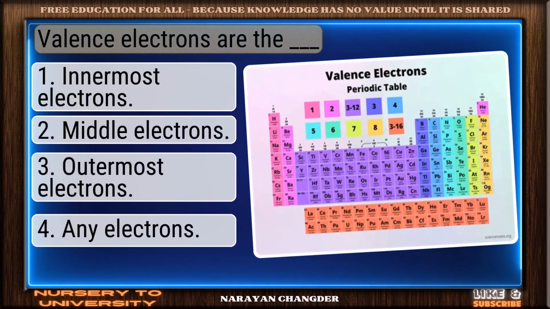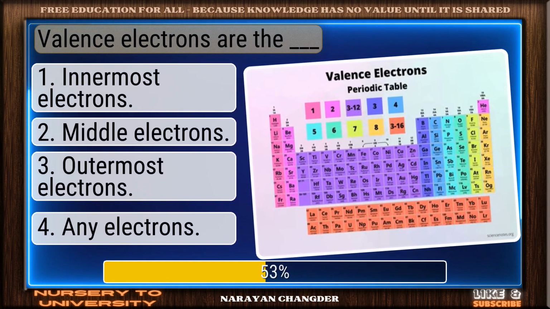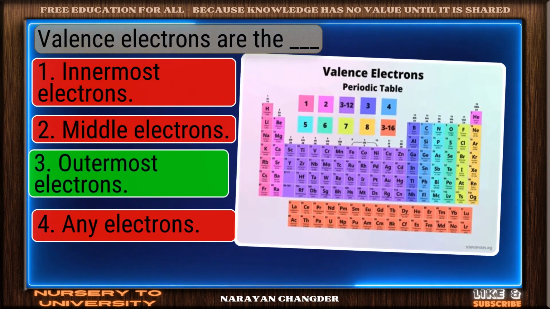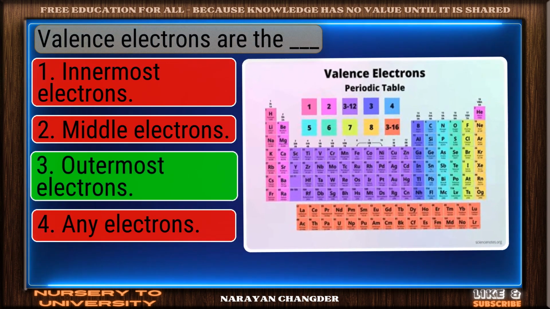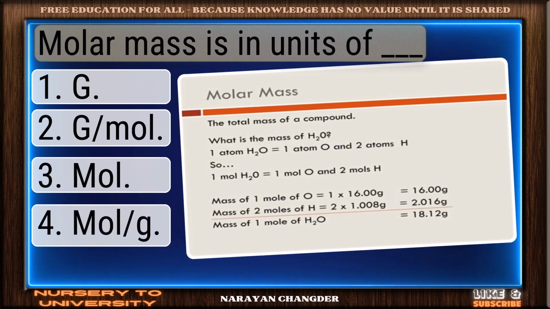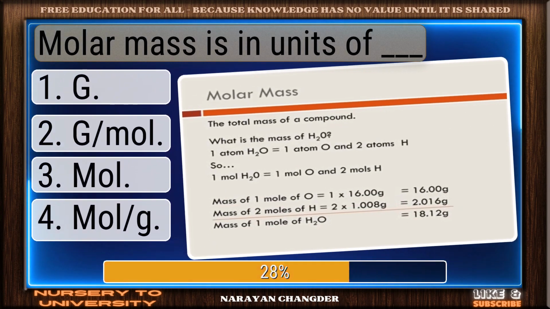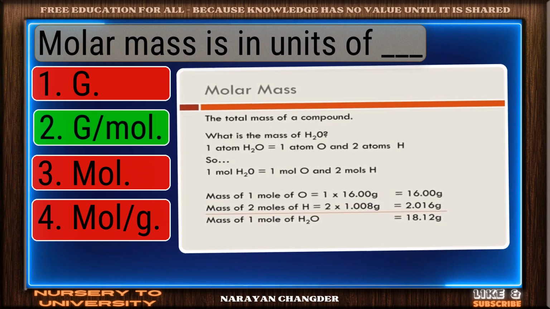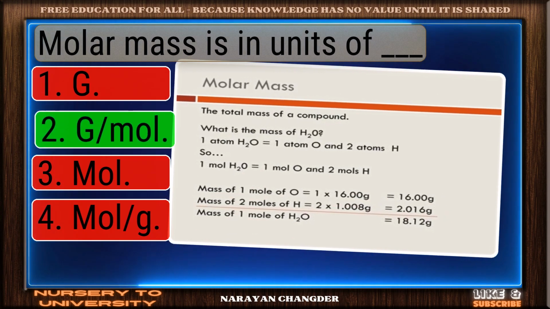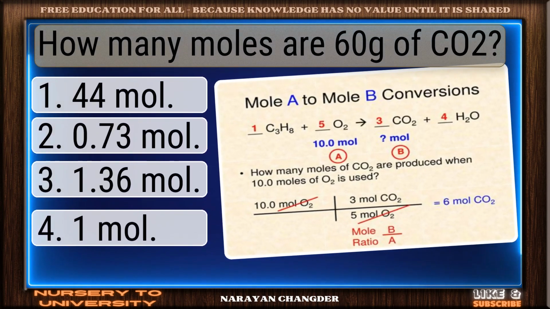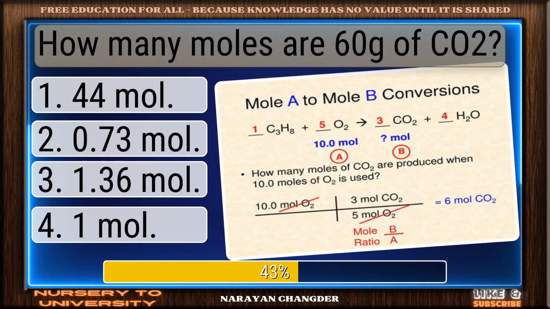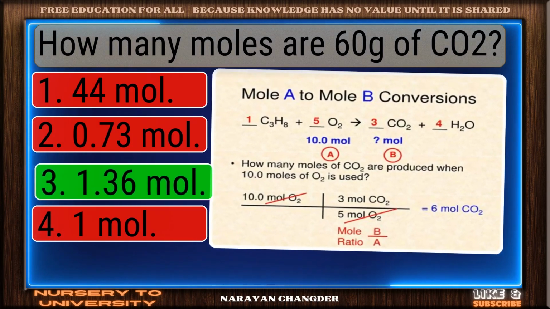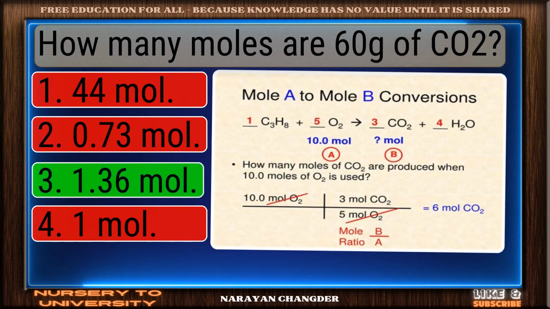Valence electrons are the dash. You got it? Your choice outermost electrons is right. Molar mass is in units of dash. Excellent choice. G-mol is the right answer. How many moles are 60 of Kutu? Nice work. You chose 1.36 mol and it is correct.